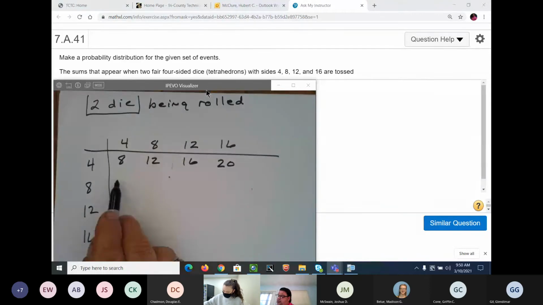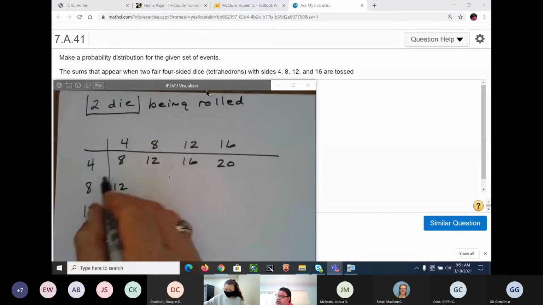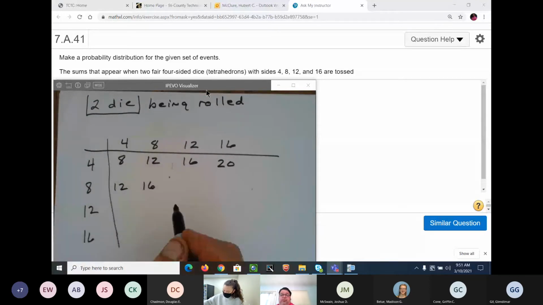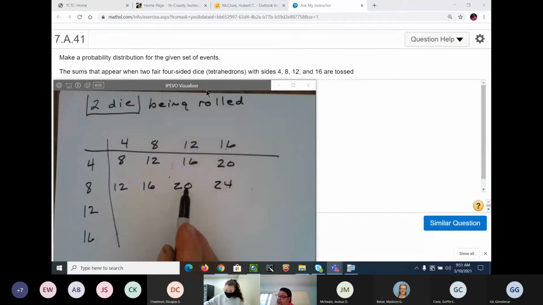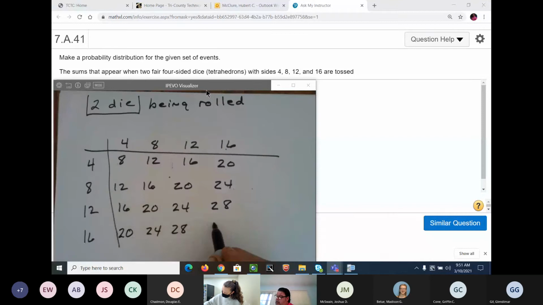And then this one, I bet, is going to be 12, 16, 20, 24. So 8 plus 4 is 12. 8 plus 8 is 16. You'd be surprised at how many people have done this and you don't see the pattern. So the next one is 20, and 16 plus 8 is 24. Now the next one is going to be 16, 20, 24, 28. 12 plus 4 is 16. 12 plus 8 is 20. 12 plus 12 is 24. And 12 plus 16 is 28, it's a miracle. Next one's going to be 20, 24, 28, and 32. That's how you do 2 die being rolled.